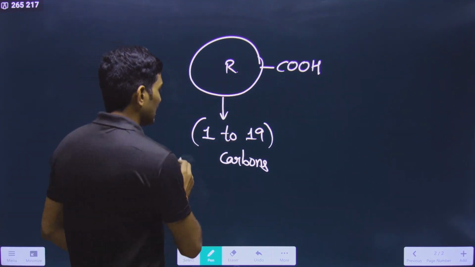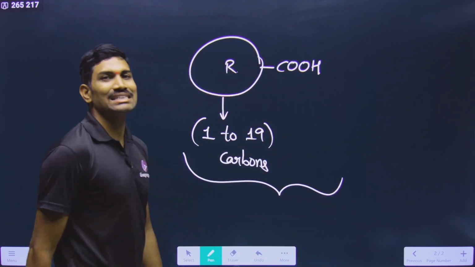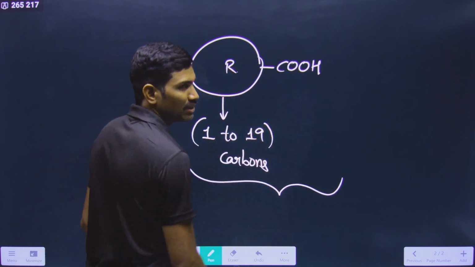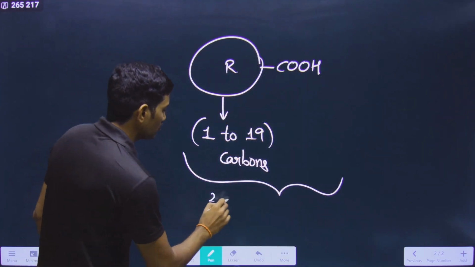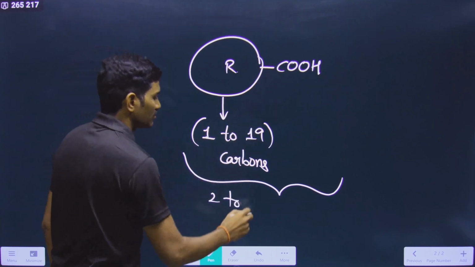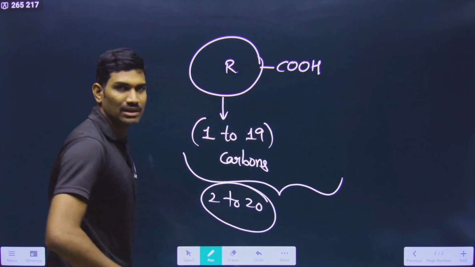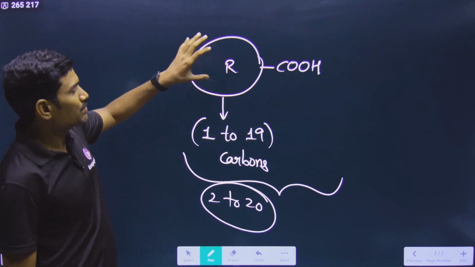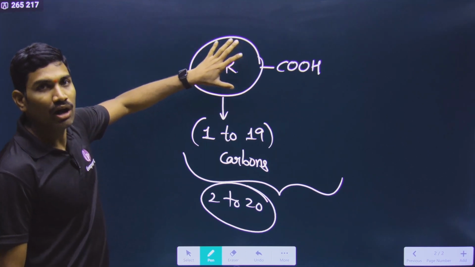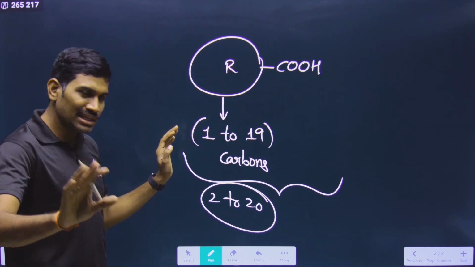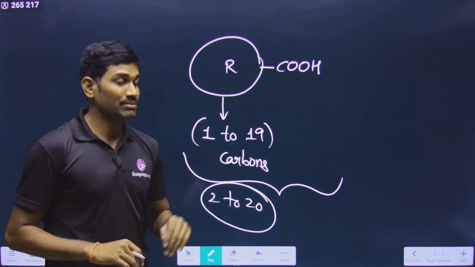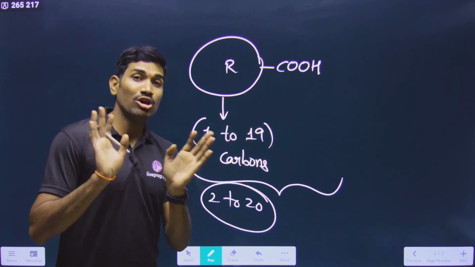So the number of carbons present in the fatty acid will be that plus 1. 1 plus 1 means 2, and 19 plus 1 will be 20. Understood or not? So the number of carbons present in the R group of a fatty acid is generally in the range of 1 to 19. Please remember, sometimes even longer chains are also present.